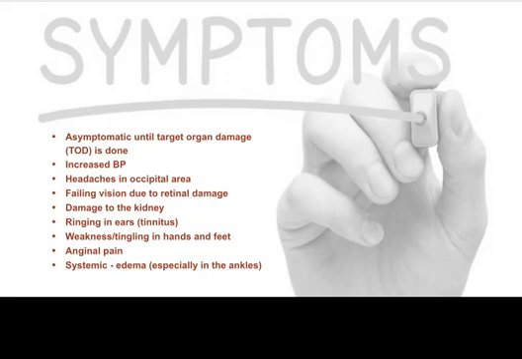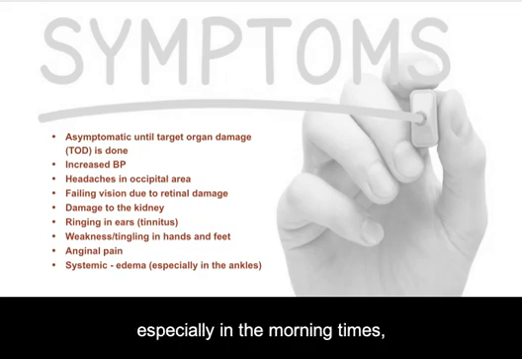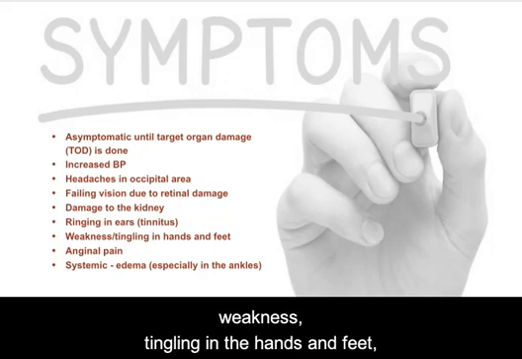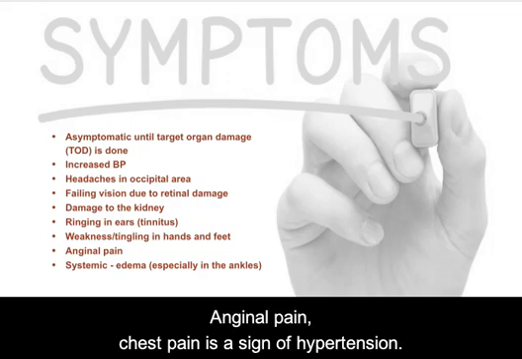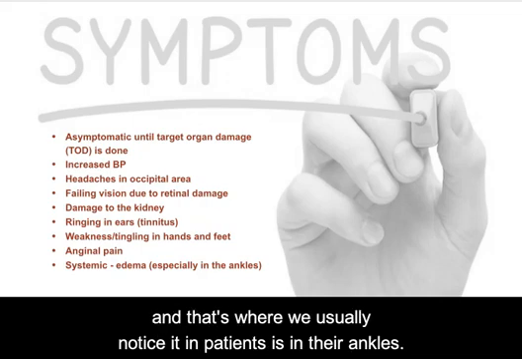What symptoms are you going to notice? You're going to notice increased blood pressure, headaches in the occipital areas, especially in the morning times. We call them morning headaches. Failing vision due to retinal damage. Damage to the kidney. That means you're going to see low perfusion, right? Ringing in the ears, tinnitus. Weakness, tingling in the hands and feet, is also a symptom of high blood pressure. Anginal pain, chest pain, is a sign of hypertension. Systemic edema, especially in the ankles, and that's where we usually notice it in patients.